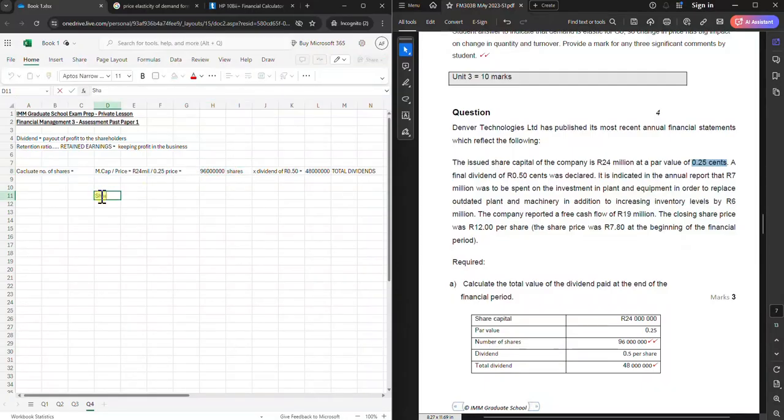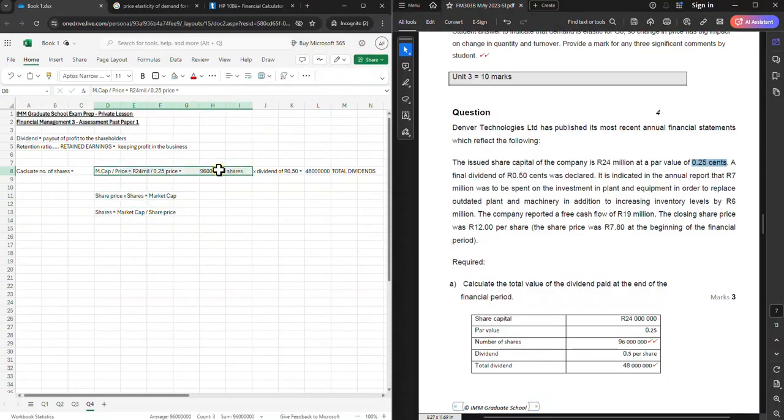Share price times shares equals market value, or market cap. So it's just the opposite: shares is market cap divided by share price. Make sense? Yes, 100%. That's how I got that. Okay, cool.